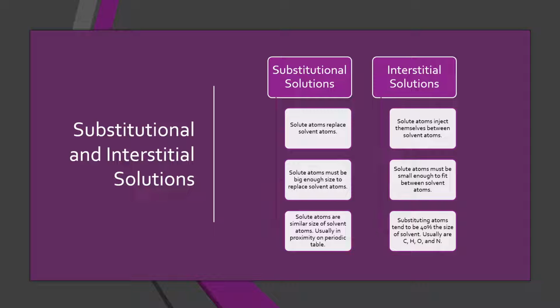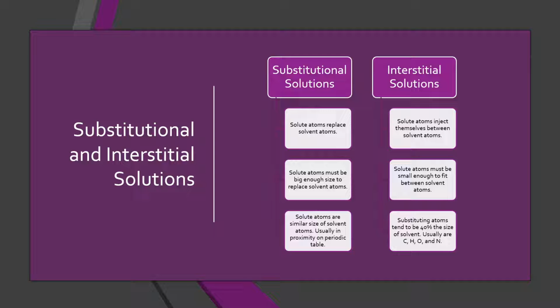So next we'll be talking about substitutional and interstitial atoms or solutions. And we call them solutions because it's a mix of two different particles. So substitutional solutions are when solute atoms replace solvent atoms. And solute atoms must be large enough to replace the lattice sites of the solvent atoms, and usually they can be a bit smaller or bigger, and depending on whether they're smaller or bigger will cause different deformations. And because they're in similar size, they're usually in proximity on the periodic table. For example, like copper and nickel, or zinc and aluminum, could be either or.